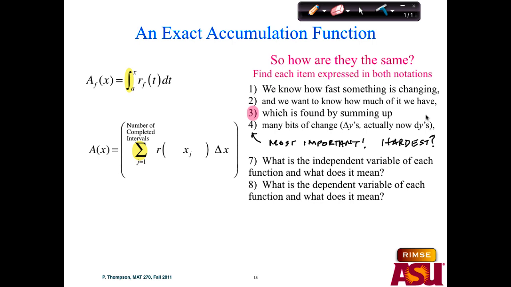Nope, I'm asking for a bit of change. A bit of change. Yes, ma'am. Is it the RF times dt? She wants RFT times dt.